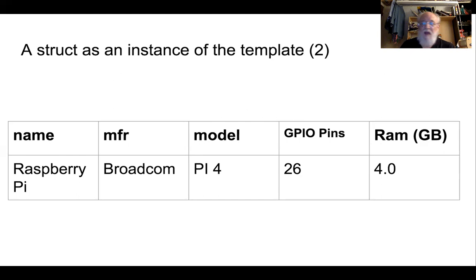Here's another one. I filled it in this time. You might imagine this as another row in the table almost. For the Raspberry Pi, the name is Raspberry Pi. The chip was made by a company called Broadcom in the UK. The model, they're up to the Pi 4 now. They had a Pi 2, Pi A, Pi B. They're up to Pi 4. That's the latest and greatest. It has 26 pins that are available for connecting to things, and it has 4 gigabytes of RAM, almost up into the very low-end laptop class, which means you can run a Linux operating system on it and do lots of things.